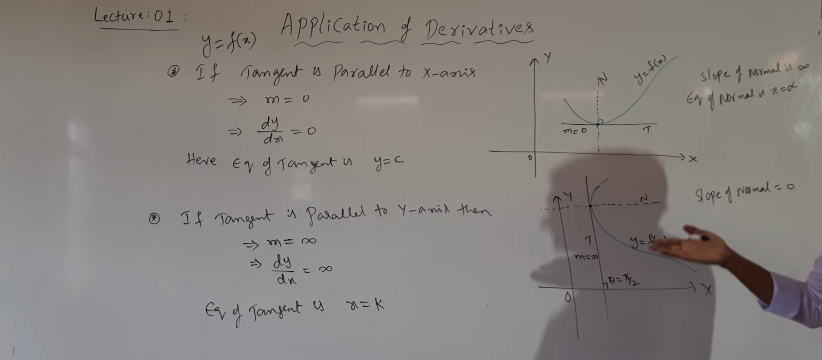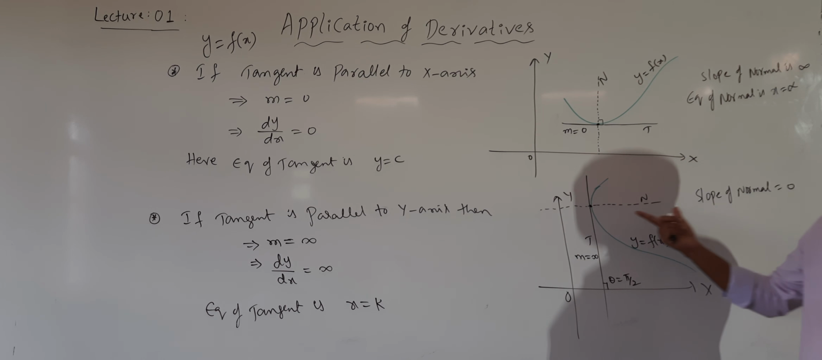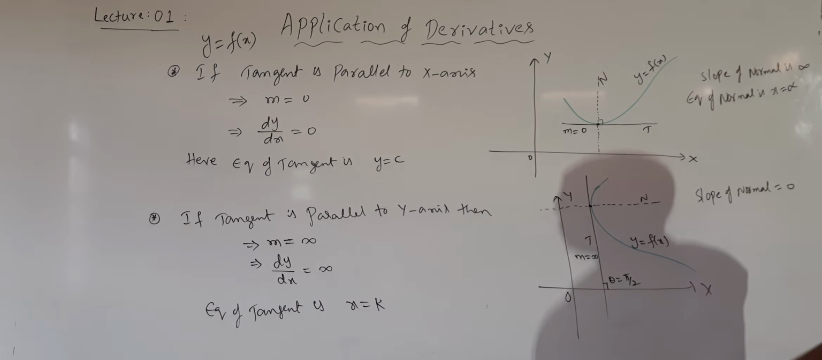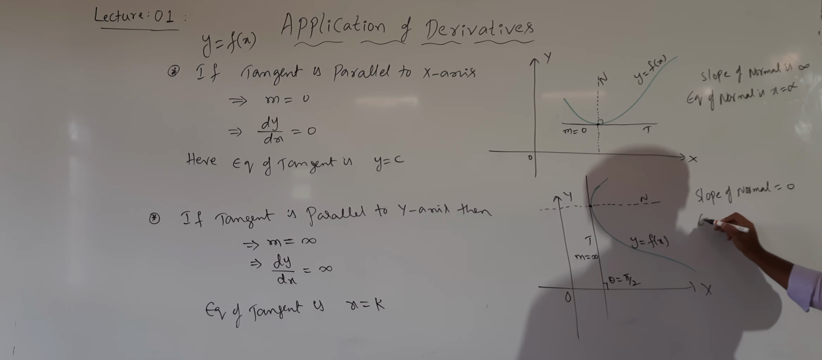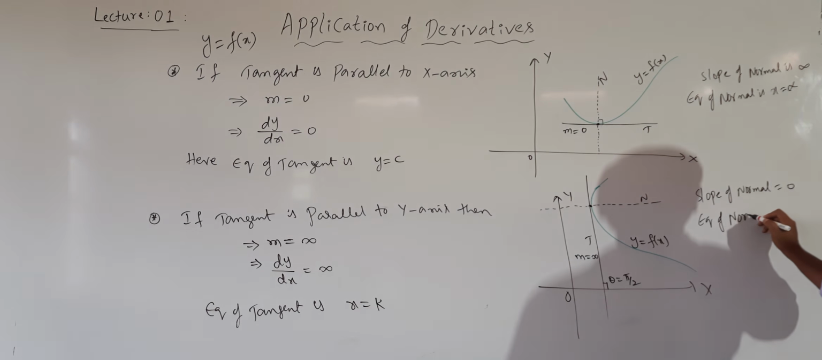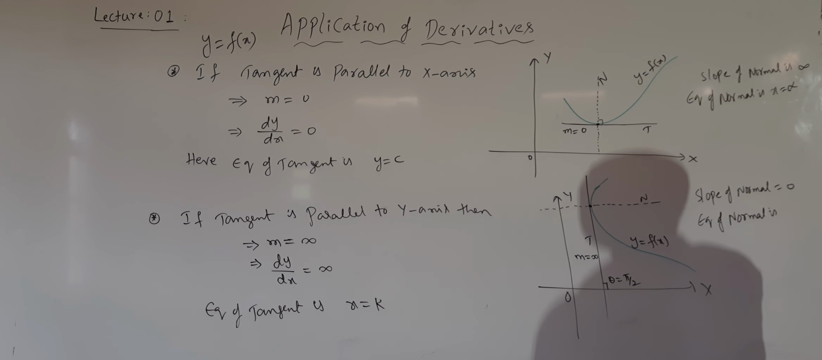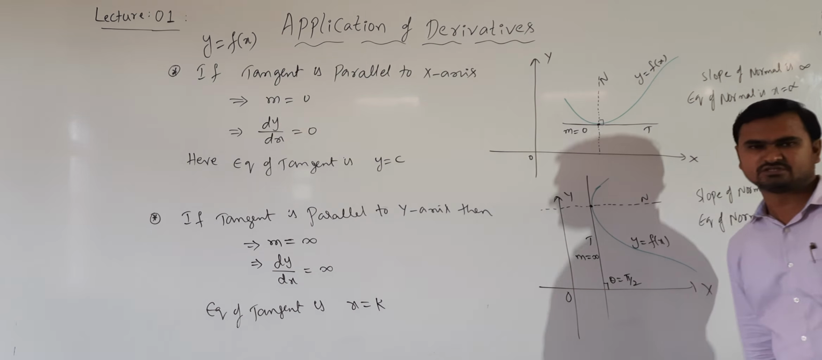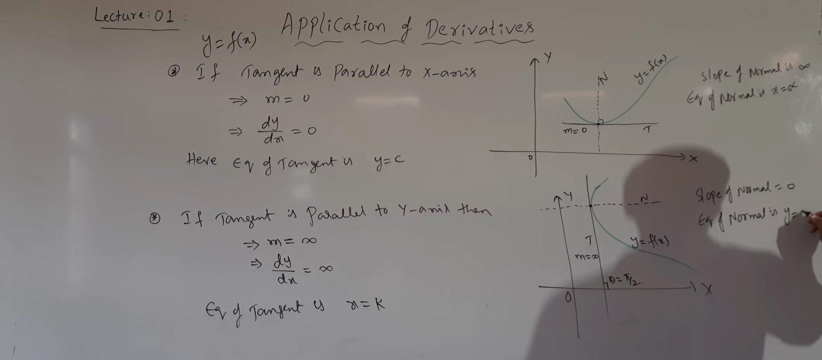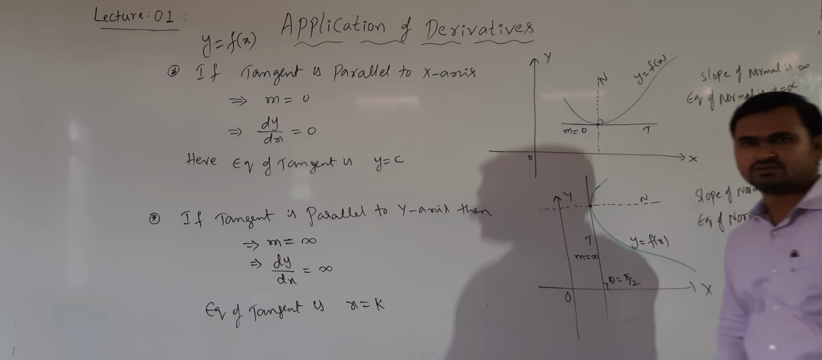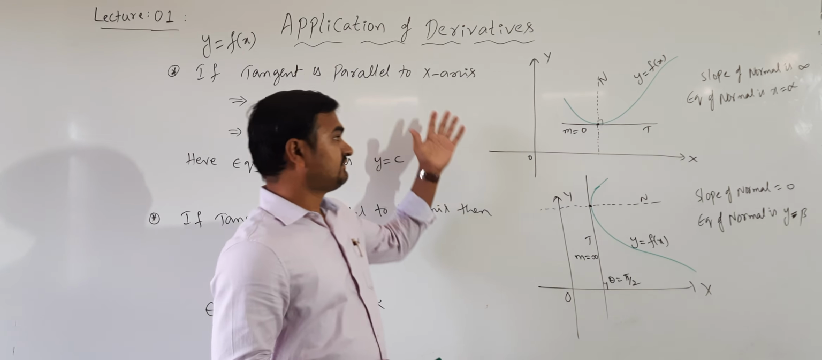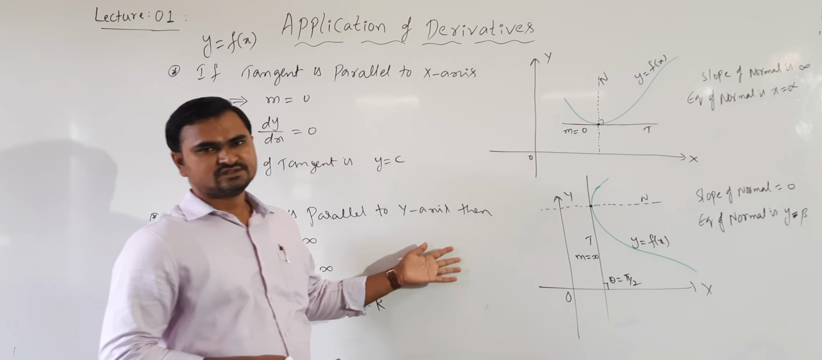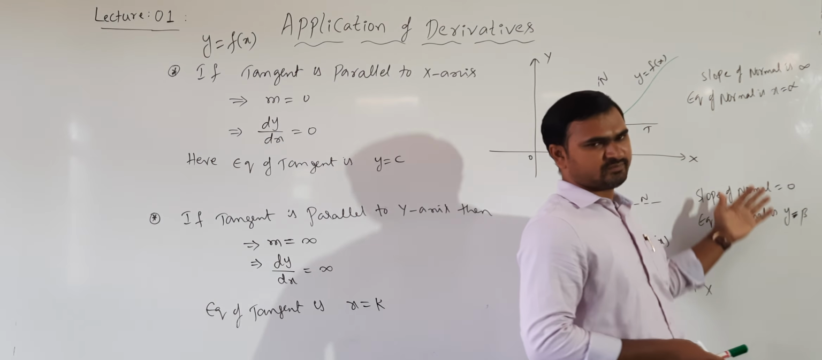Whether it is normal or tangent, since it is a horizontal line, its slope will be 0. And what is the equation of normal now? It is the equation of a horizontal line, y equal to constant, so I write y equal to beta. If you know about the tangent, then we can write about the normal. That's why we are teaching in terms of tangent. Similarly, we can understand in terms of normal also.